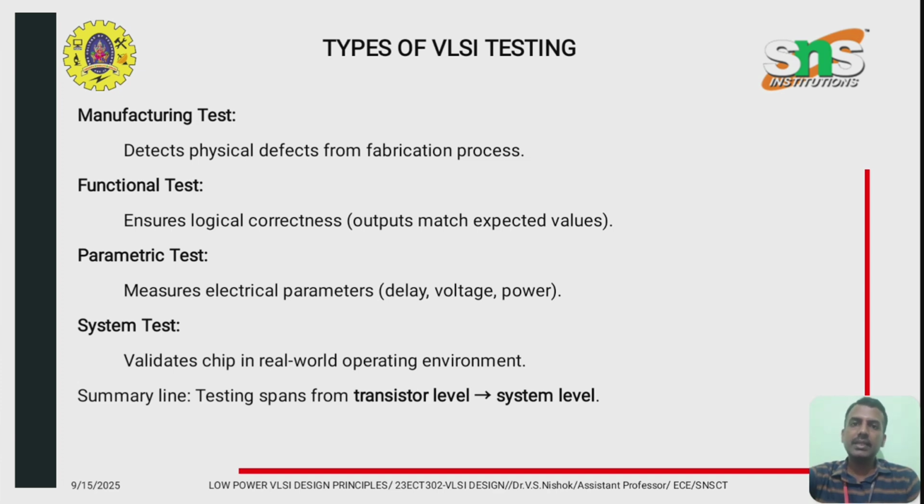And functional test represents how the outputs are obtained, whether the expected outputs are obtained from the given inputs. That is identified with the help of the functional test. Parametric test discusses the various electrical parameters like power, voltage, etc. And then system test, by giving different random inputs, we are testing the circuit. So that is called a system test. Everything is necessary here before the IC is finalized.